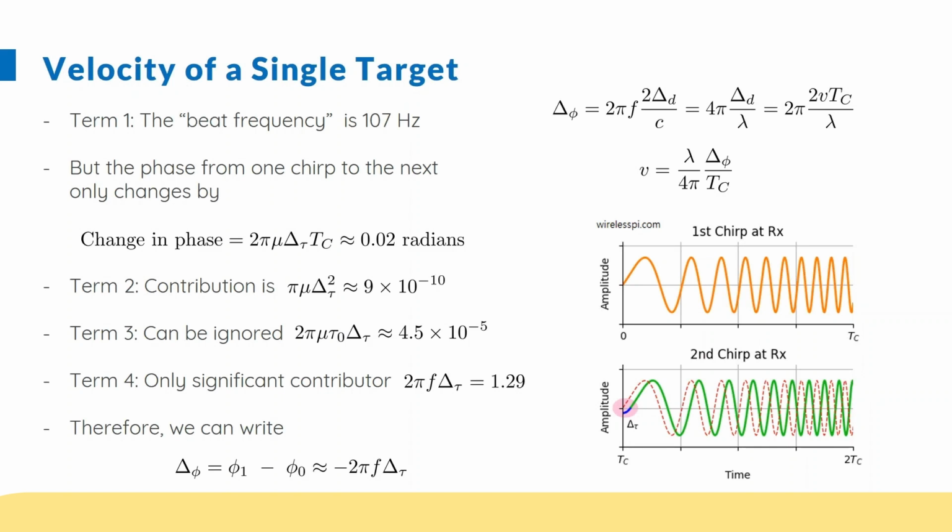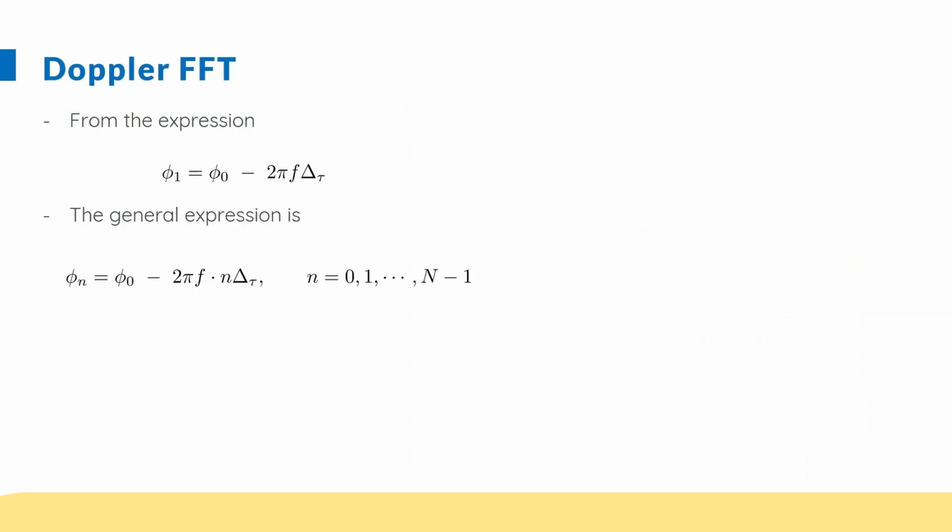Now, what does this signal look like after a period of n chirps? This we saw for the first chirp, but what happens after a period of n chirps? What does the signal look like? So from the expression phi 1 minus phi naught equals minus 2 pi f delta tau, we can write phi 1 equals phi naught minus 2 pi f delta tau. And each next chirp keeps adding another 2 pi f delta tau. So this means that after the nth chirp, the phase phi n will be given by phi naught minus 2 pi f n delta tau.